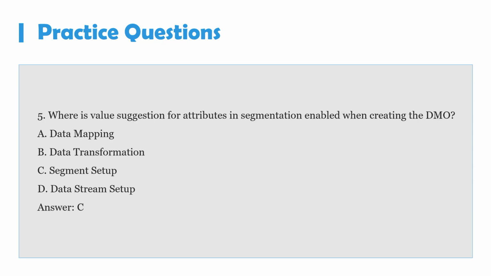5. Where is value suggestion for attributes in segmentation enabled when creating the DMO? A. Data mapping. B. Data transformation. C. Segment setup. D. Data stream setup. Answer: C.